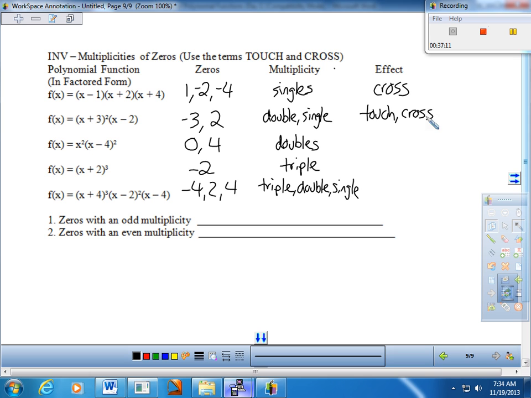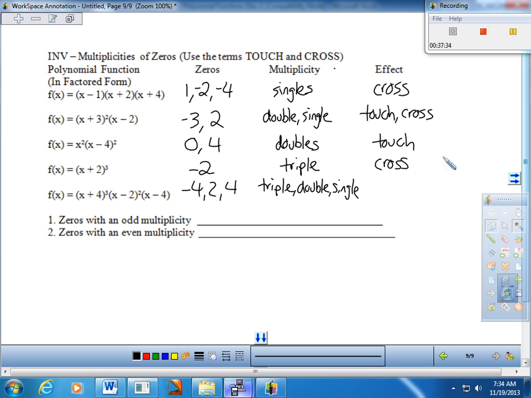So let's fill this in. Doubles. You can go ahead and graph this if you'd like. I think we've kind of played this out a little bit, though. Touches at both. We would see it touching at the 0, touching at the 4, and that's it. Would not cross. Now the triple acts a little differently, but it still crosses.